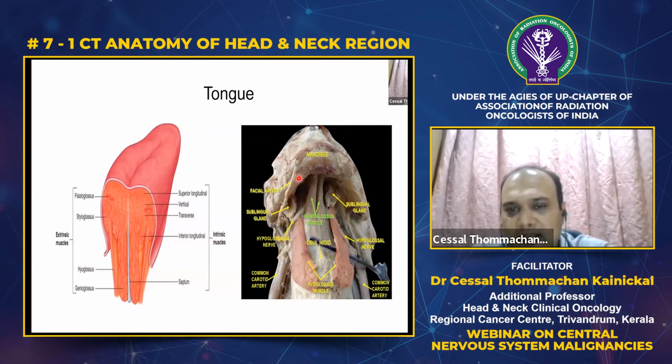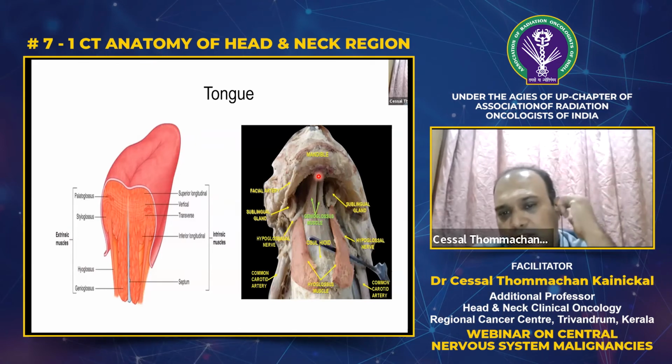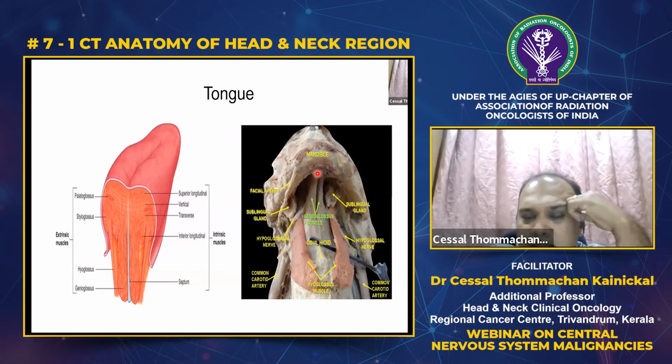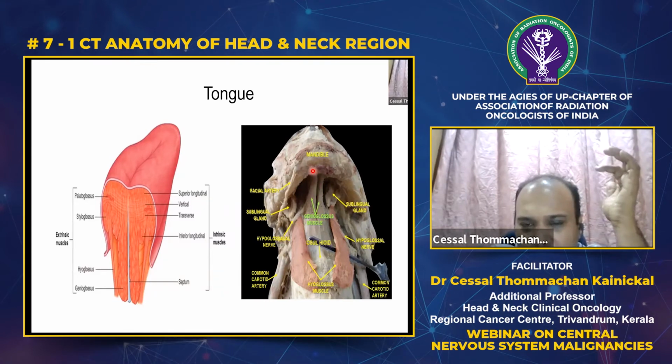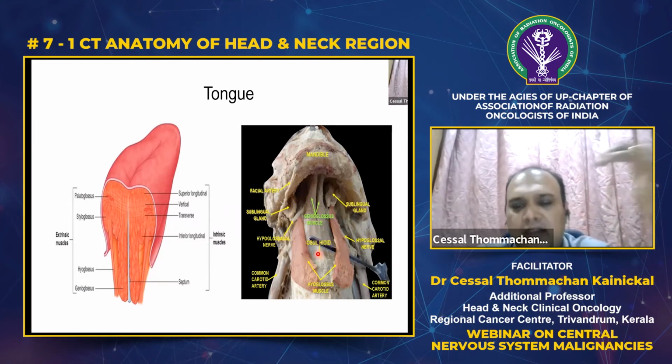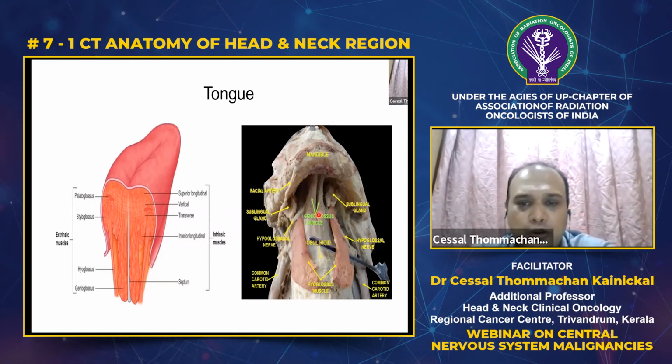Geniohyoid muscle, this is the mandible, which arises from the genial tubercle. There is a superior and inferior tubercle there. It arises from the genial tubercle in the mandible, which is inserted into the tongue, and a few fibers are also inserted into the hyoid bone. So this is the geniohyoid muscle.